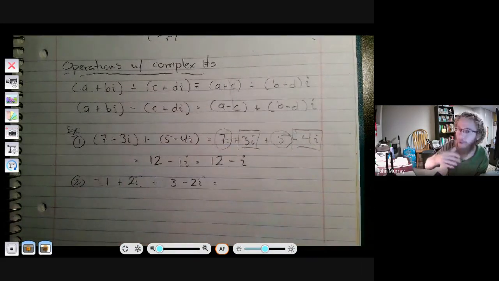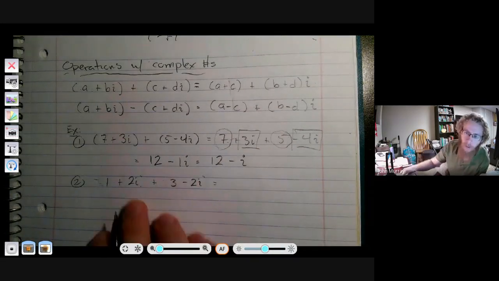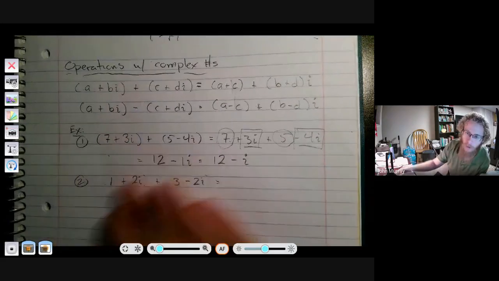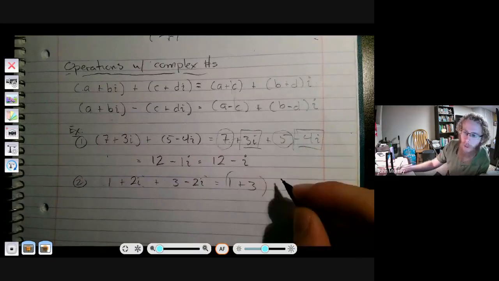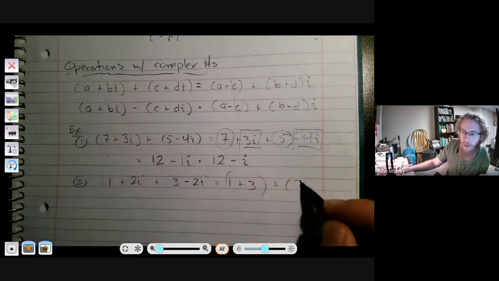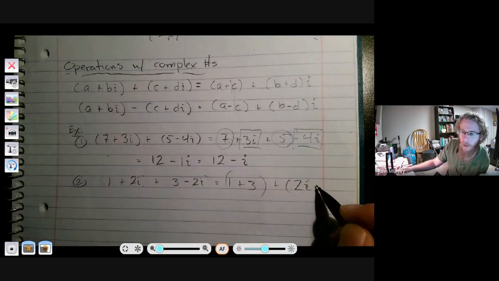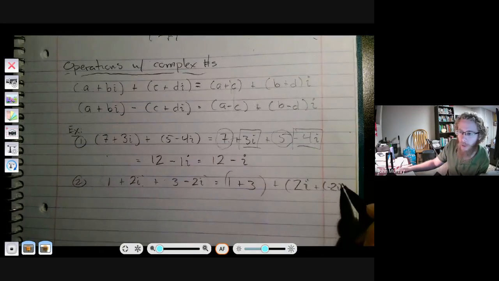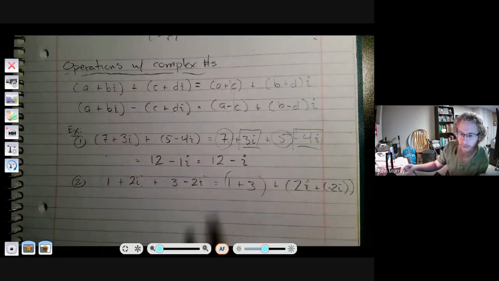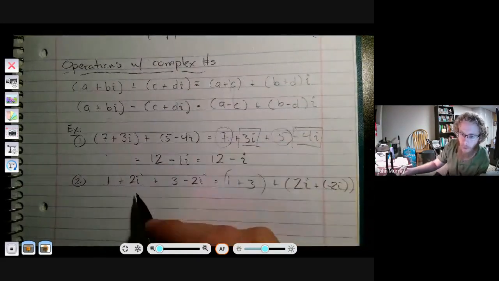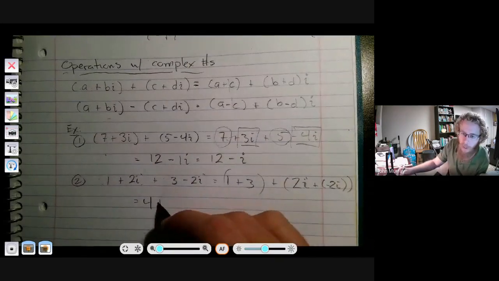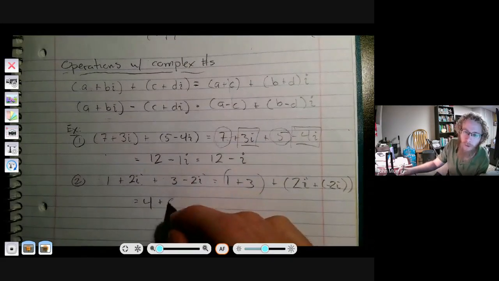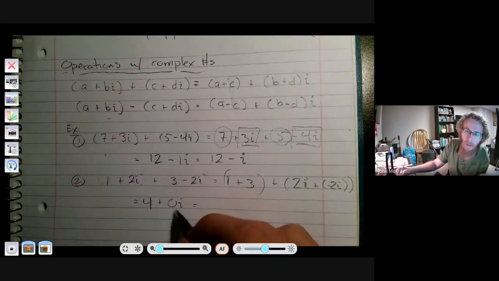Now, if you feel you need a little more organization, write them together. So do your real parts. I'm just going to write it as 1 plus 3. That's my real part. And then my imaginary part is 2i plus negative 2i, right? Because we're adding. So the 1 plus 3 is 4. Now here we would get 2 plus negative 2 is 0i.